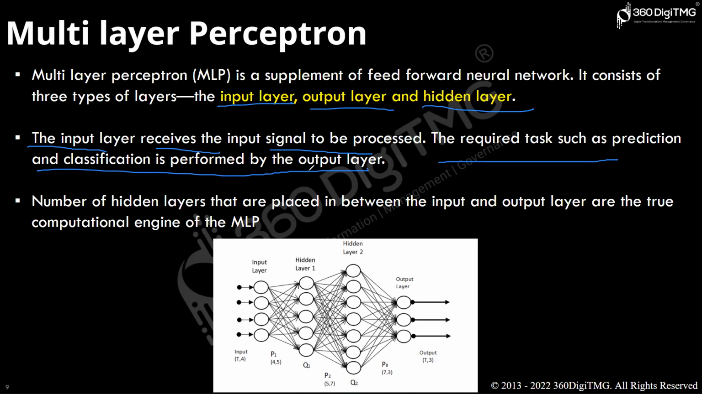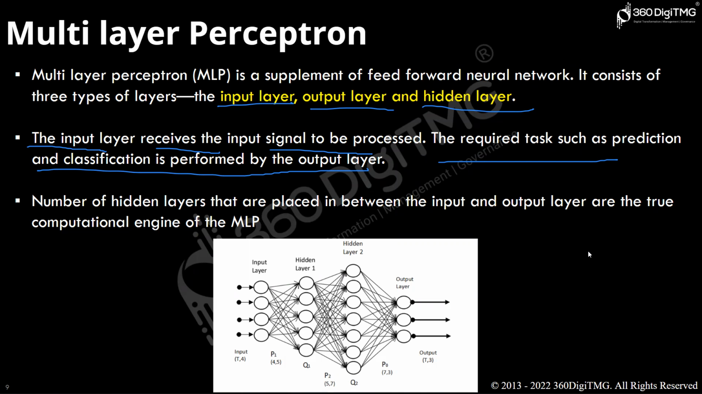The number of hidden layers placed in between the input and output layer is the computational engine of the MLP. We are going to see how this MLP is going to work. So what is this hidden layer? And why are we going to use this hidden layer?